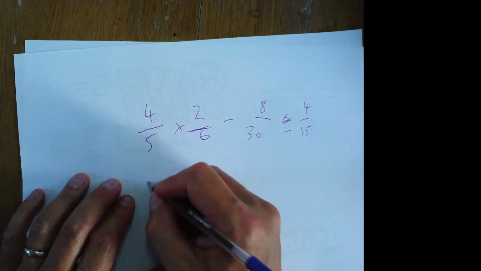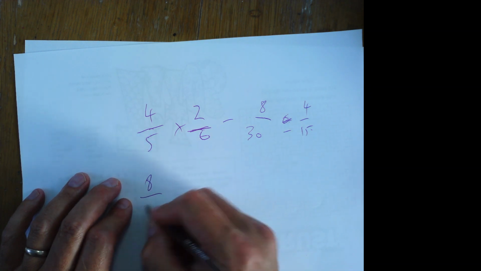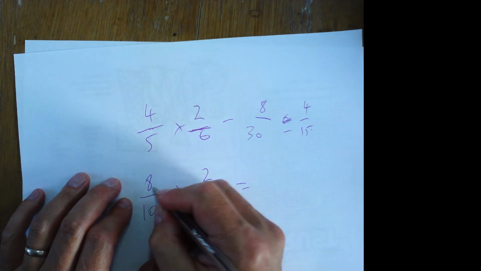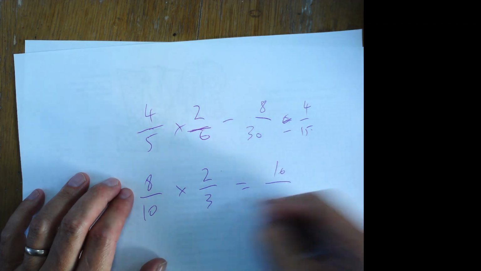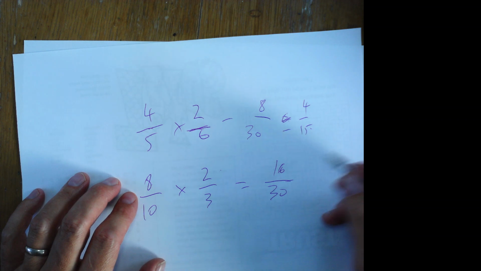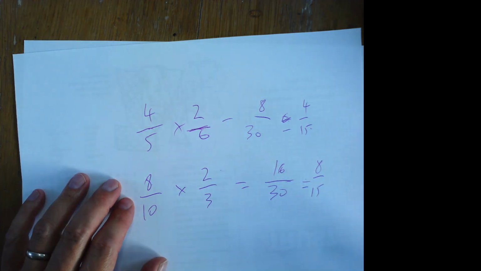So let's imagine that you had 8/10 times by 2/3. Again, 8 times 2 is 16. That over 30. 10 times 3 is 30. Can I divide it? Yeah, I can. I can go into 8/15. So that would be how you do that.